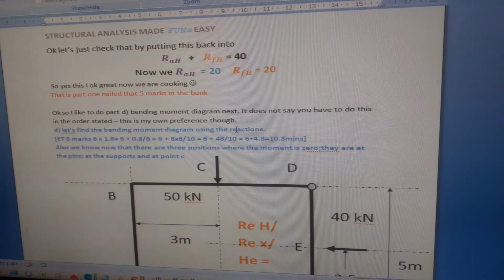RAH equals 20. RAV equals 41.6667. RFH equals 20. RFV equals 8.33333.